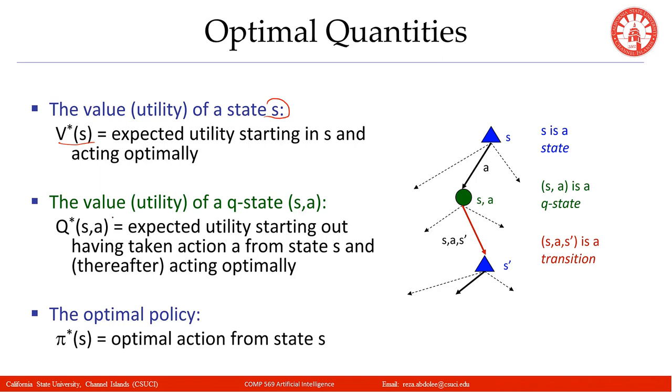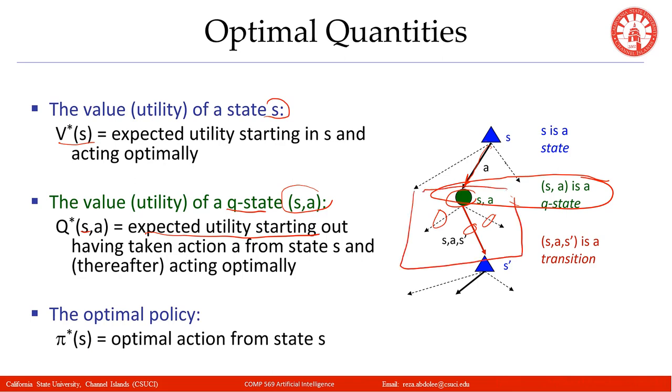And then we're going to have the value of the Q state, which we show with the pair S and A. The optimal value of that is defined as the expected utility starting out from state S with action A, and then acting optimally after that. Meaning that we have initiated an action from S. We take that action A, and now we are here, and we're going to act optimally from here. Since these outcomes are random, acting optimally here means computing the expected max for the Q state. And then the final objective that we are looking for is the optimal policy.